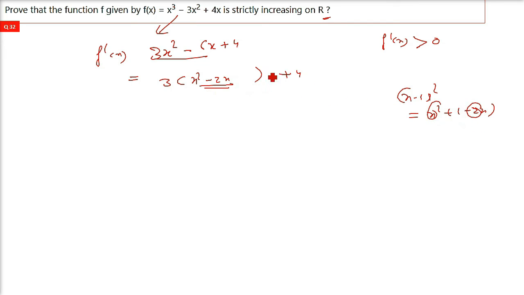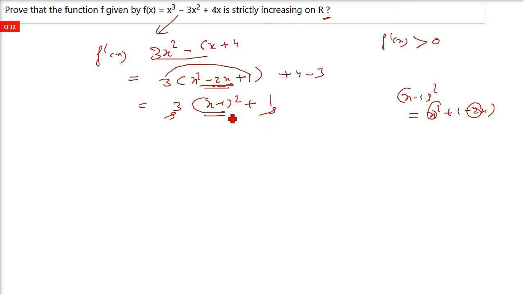So 1 is not there. When you add a 1, 3 will actually be added, because 3 is already outside. So you have to subtract 3 in order to keep the balance. If I have added 3, I have to subtract 3. This is (x − 1)². This is 3 + 4 − 3, which is 1. 3 is a constant, 1 is a constant.